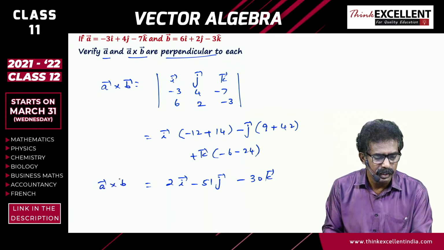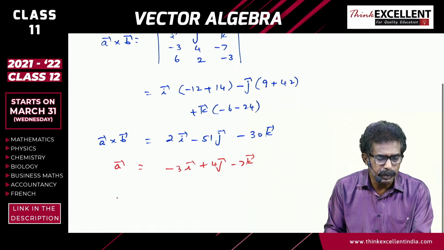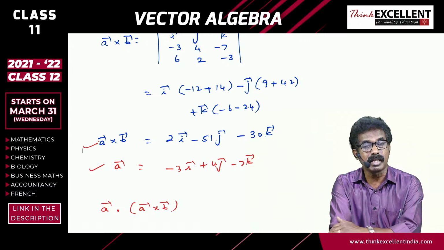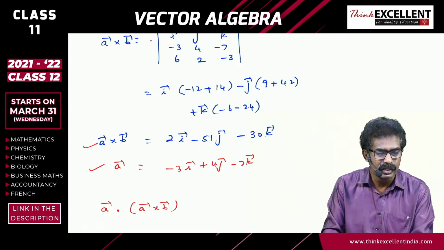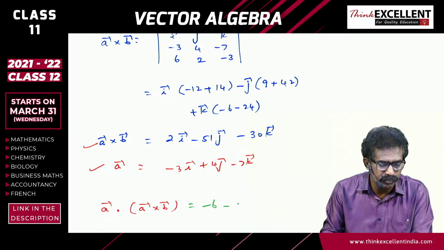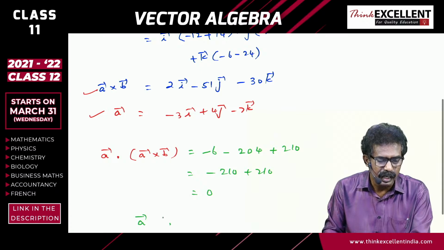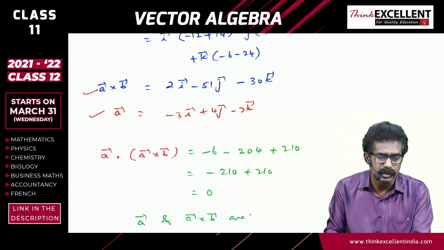Now what we have to prove is that A cross B and A vector are perpendicular. What is the A vector? -I plus 4J minus 7K. To prove that these two are perpendicular, you find the dot product of the two, A dot A cross B. You know the A vector and you know A cross B. You find the dot product, because if the dot product is 0, we say the two vectors are what? Perpendicular, right? So multiply the coefficients. 2 into -3 is -6. Minus into plus, minus 51 into 4, 204. Next, minus into minus becomes plus, 30 into 7, 210, right? Minus 210 plus 210 equals 0. So you can say A vector and A cross B are perpendicular.